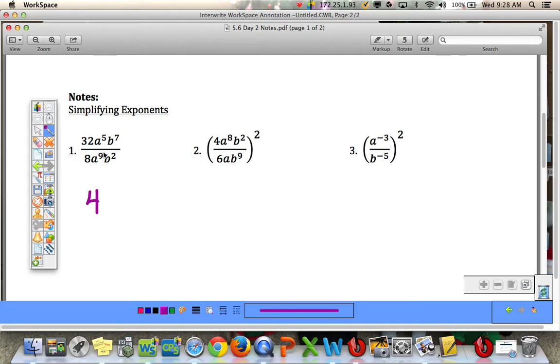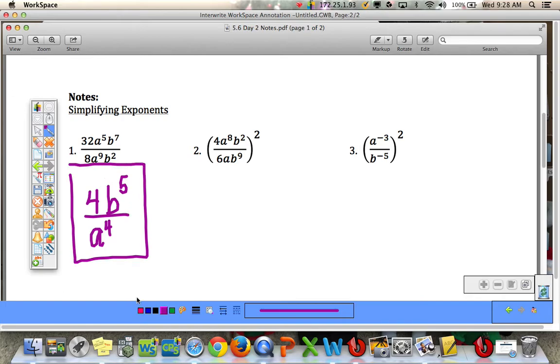So think to yourself, when you cancel, how many are left and where? If you cancel 5 a's from top and bottom, there's 4 a's left on the bottom. If there's 7 b's on top and 2 b's on the bottom, if you cancel, there's 5 left on the top. So here's the simplified version.